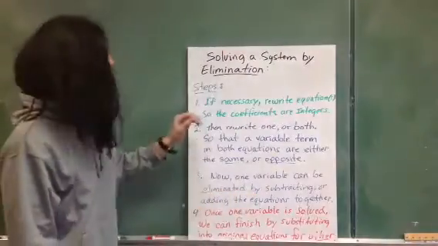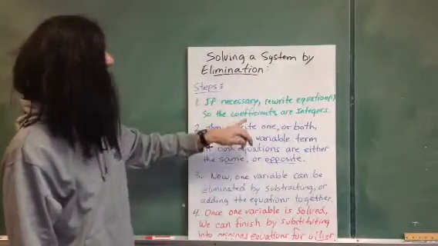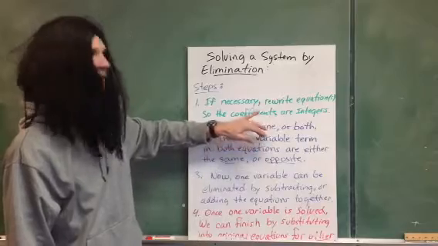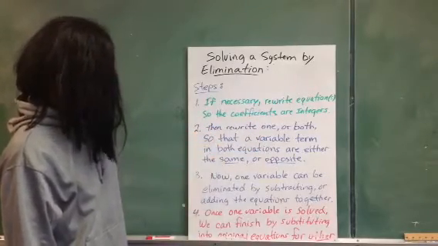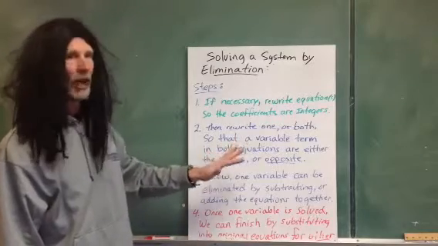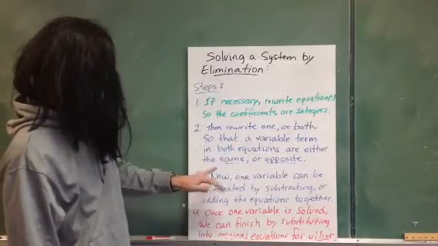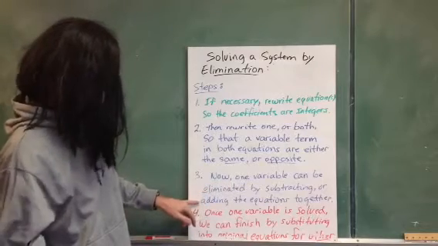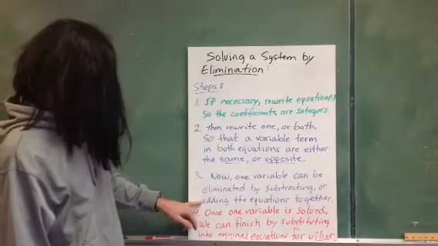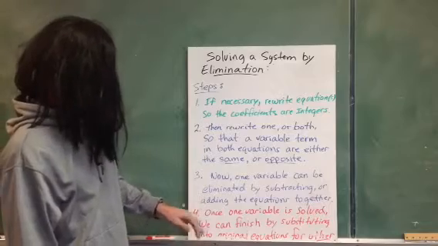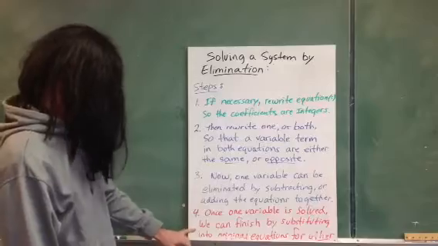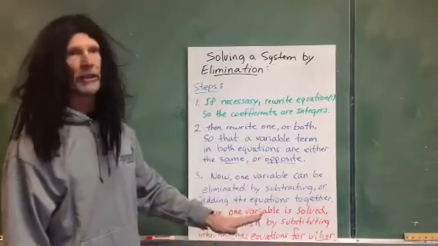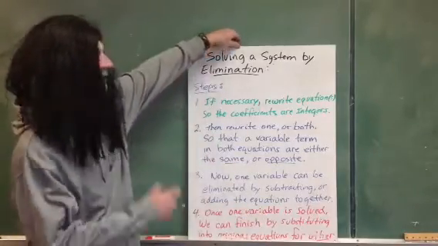So here's some nice easy steps to follow. If necessary, we're going to rewrite the equation so the coefficients are integers. It's a real bummer doing this with fractions, so don't try. Then rewrite one or both so that a variable term in both equations are either the same or opposite. Now one variable can be eliminated by subtracting or adding the equations together. Once one variable is solved, we can substitute into one of the original equations and verify by subbing into the other. So the second part is a lot like substitution.